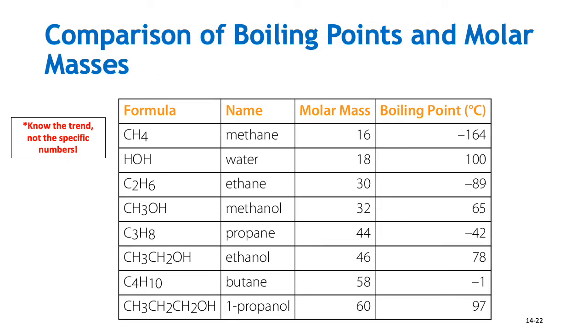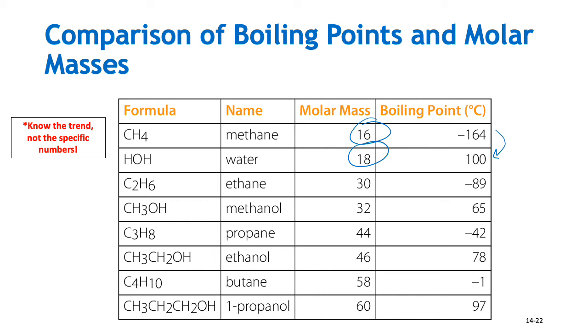Now we can compare some boiling points and molar masses of alcohols. And keep in mind, I don't want you to know the specific numbers, but to know the trend. And so if you were to take methane, which has a molar mass of 16, and water, which has a molar mass of 18, notice the difference in boiling points. Negative 164 to 100. Well, that's because water hydrogen bonds and methane doesn't. In fact, methane doesn't even have dipole-dipole. All it has going for it is dispersion, and every molecule has that. And so, of course, it's going to get beaten by water in terms of boiling points.